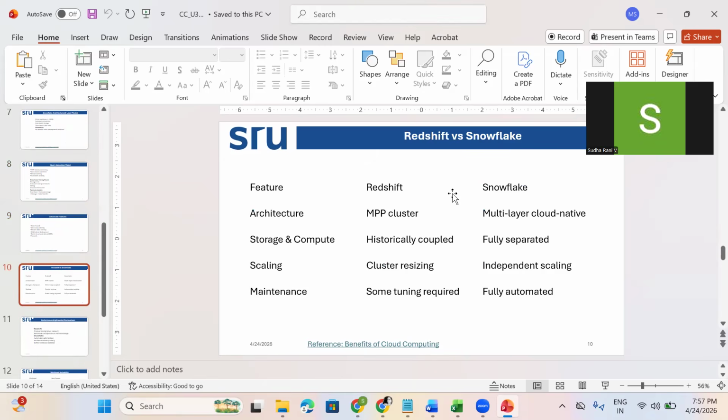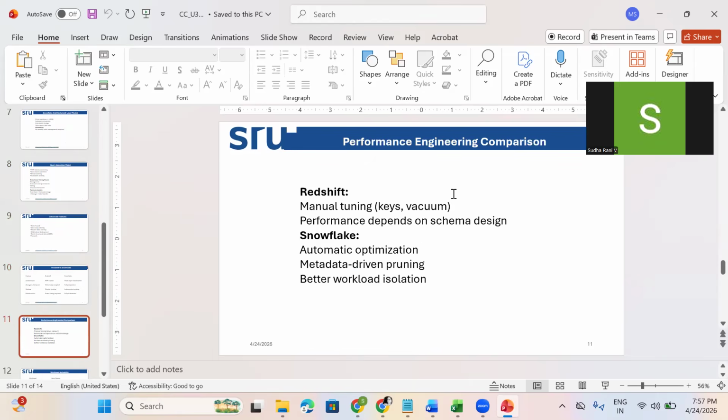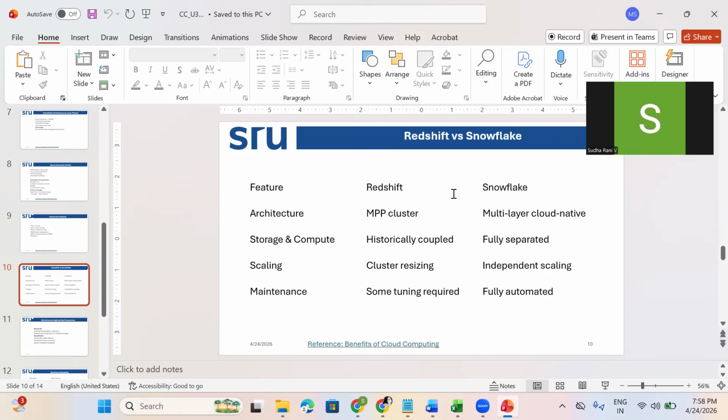Redshift versus Snowflake. These are the two data warehouses, Redshift and Snowflake, and they have some points of comparison. Now let us see the differences. On architecture, Redshift is an MPP cluster, Snowflake is multi-layer cloud-native. On storage and compute, Redshift is historically coupled, Snowflake is fully separated. On scaling, Redshift uses cluster resizing, Snowflake has independent scaling.